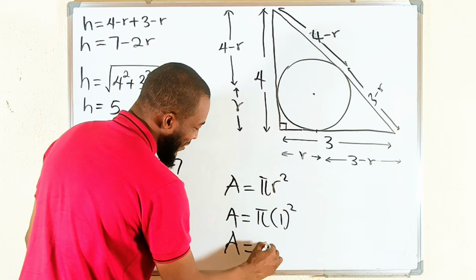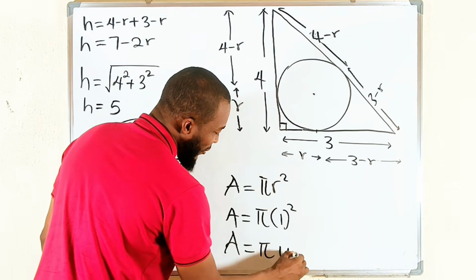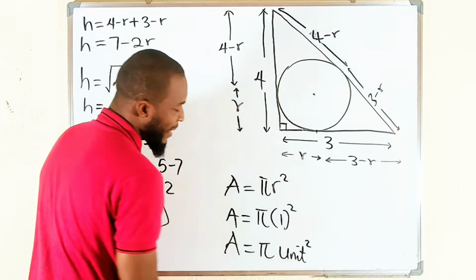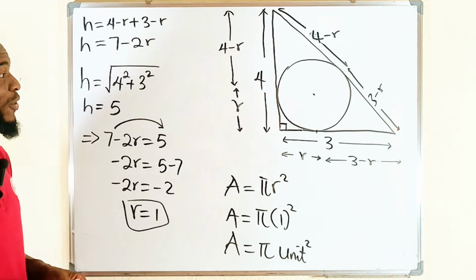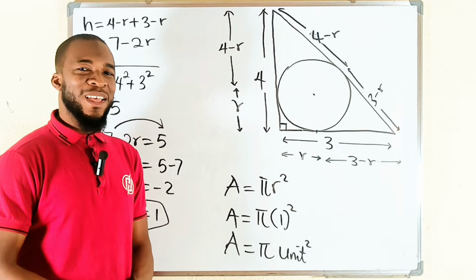Very interesting. Since we don't have a unit, you can write unit squared. It means that the area of this circle is exactly pi unit squared.